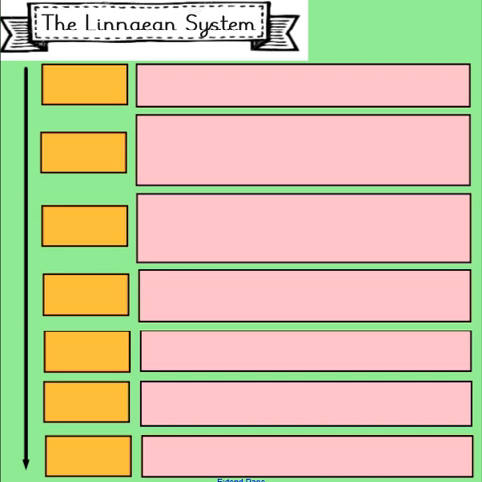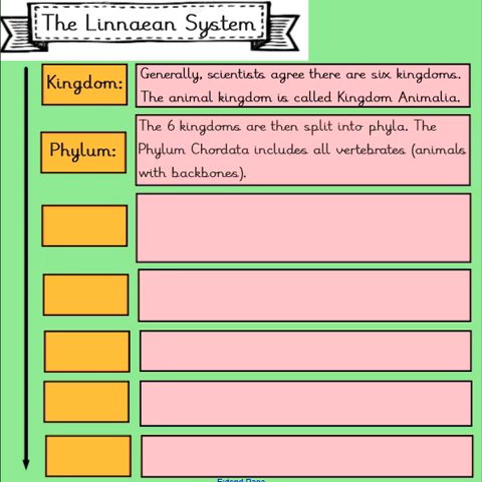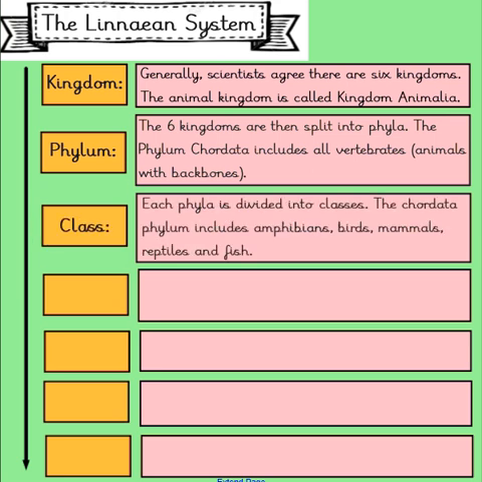Here are my explanations for each of the 7 different levels. So we have already looked at kingdom. Generally, scientists agree there are 6 kingdoms. The animal kingdom is called kingdom Animalia. Next, we have phylum. The 6 kingdoms are then split into phyla. The phylum Chordata includes all vertebrates, animals with backbones. Next, we have class. Each phyla is divided into classes. The Chordata phylum includes amphibians, birds, mammals, reptiles, and fish.